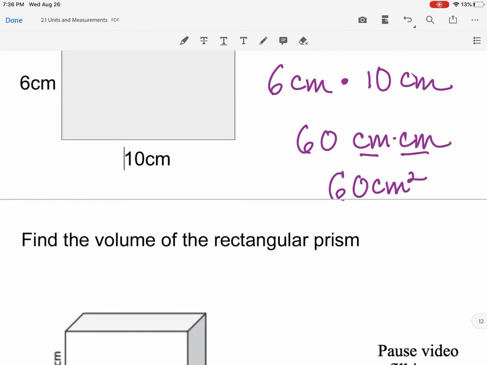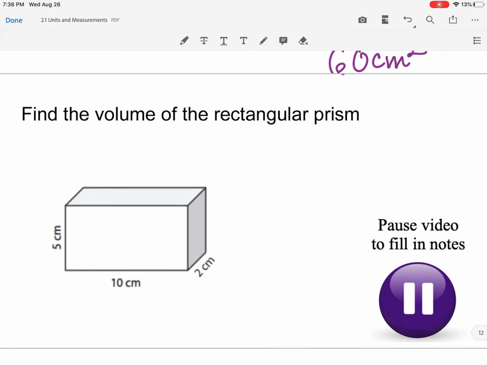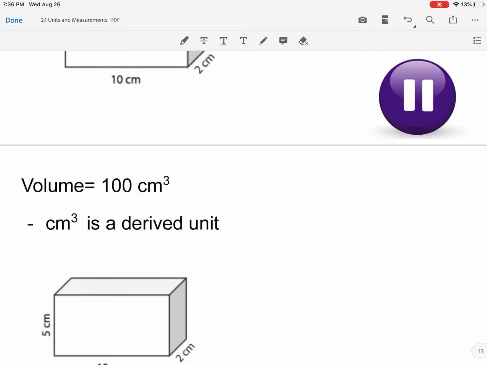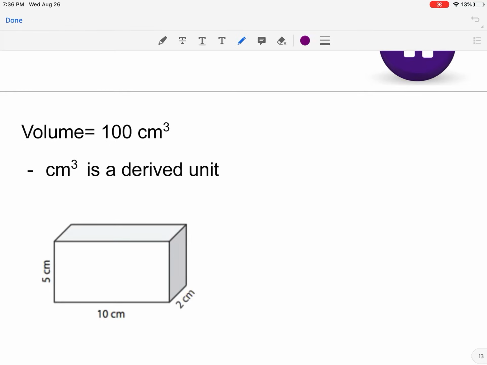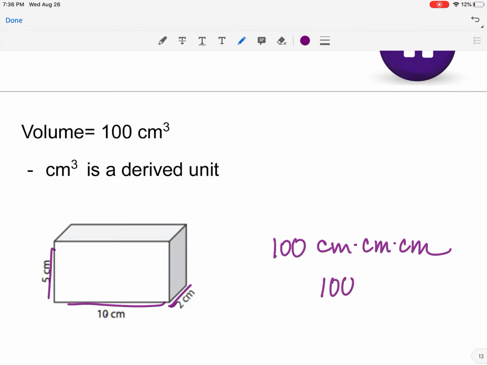Okay, let's do one other derived unit. How about volume? Pause the video to find the volume of this rectangular prism. Okay, let's see what you got. If I did my math right and you did your math right, then we both got 100 centimeters cubed. So again, we multiply length times width times depth, right? And we get 5 times 10 times 2 is 100. Centimeters times centimeters times centimeters. That would be 100 cubic centimeters. Centimeters cubed is a derived unit for volume.